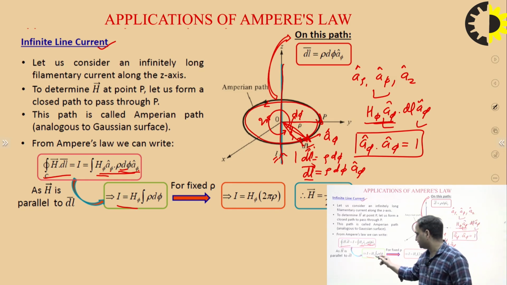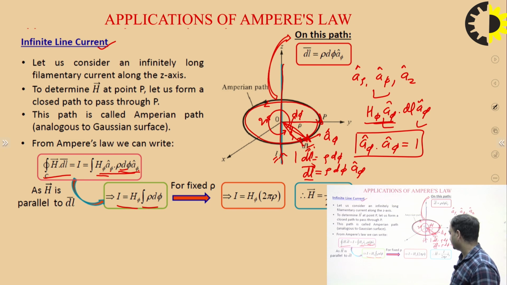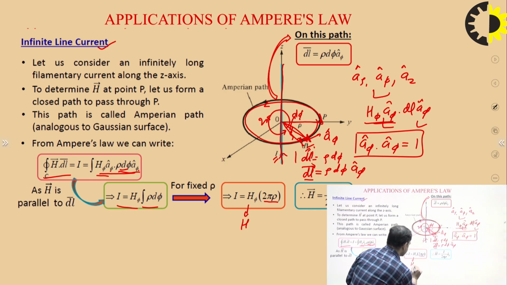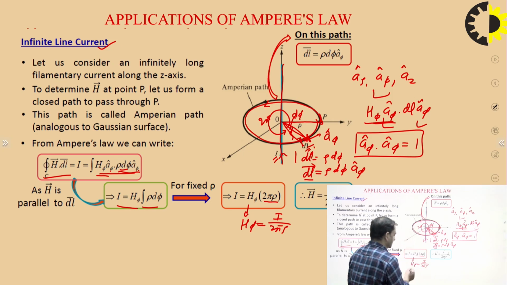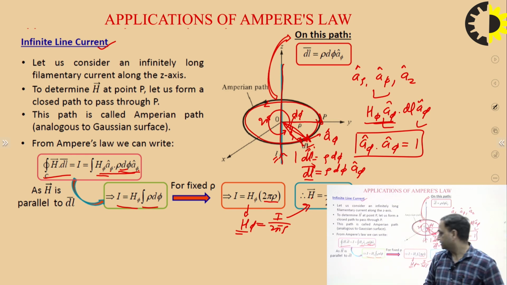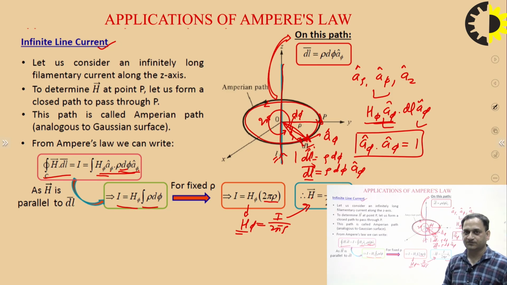When we integrate with respect to phi from 0 to 2 pi, the value will be 2 pi rho. So H phi, which is a component of the vector H, will be I divided by 2 pi rho. If I want to write it in terms of the vector, phi is the direction of the vector H, so H is equal to I upon 2 pi rho into A phi.